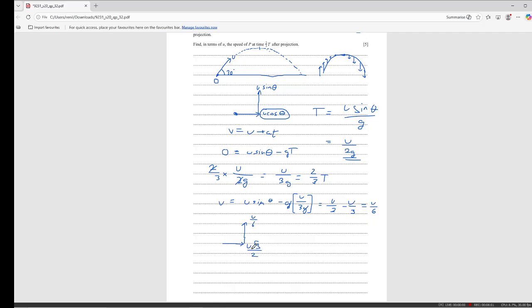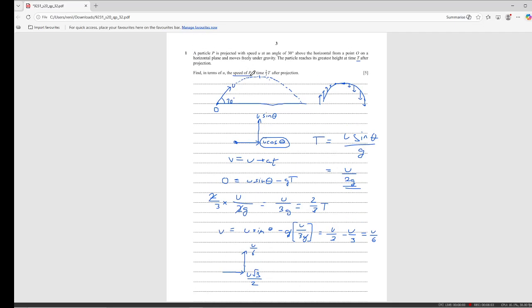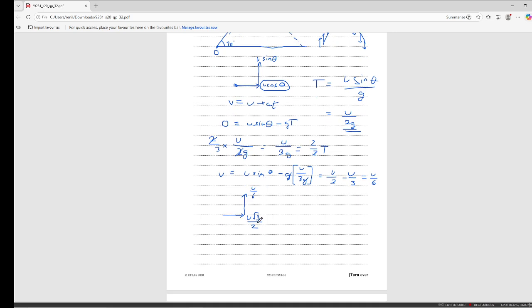Now this isn't finished yet because they're telling us to find the speed of P, not the vertical speed, not the horizontal speed, the speed, and the speed is just the resultant vector of the two. This is going to be a speed. Let's call that v. We'll call this vy, just for lesser confusion. If we want to find v, since it's a right angle triangle, we can use the hypotenuse.